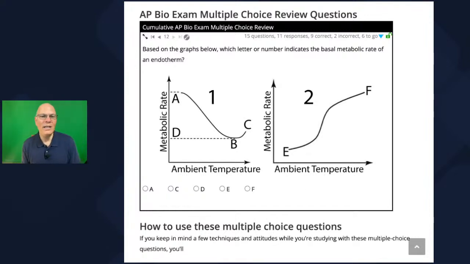Okay, finally, a tough question. Based on the graphs below, which letter or number indicates the basal metabolic rate of an endotherm? Endotherm. So I'm just going to have you think that through for a minute, and then I'll explain it. All right. The basal, just think the basic, the fundamental metabolic rate. And what we're looking at is the relationship between temperature and metabolic rate. So which one of these would apply to an endotherm? Toughest question we've had all night. Is it A, C, D, E, or F?